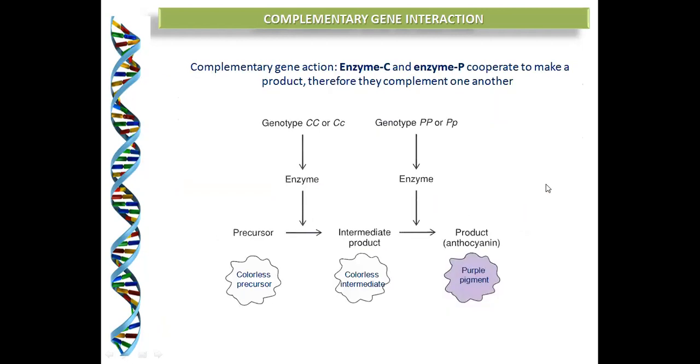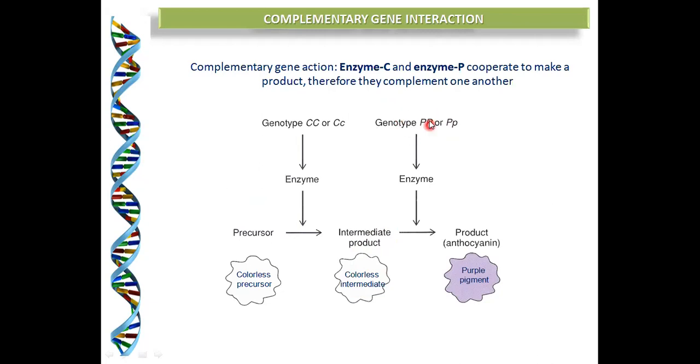So this is the diagrammatic representation. If capital C is present, it will produce one enzyme. That enzyme works on the precursor, which is colorless. After acting on that precursor, it produces one intermediate. That intermediate is also colorless, so you can say that it is white in color.